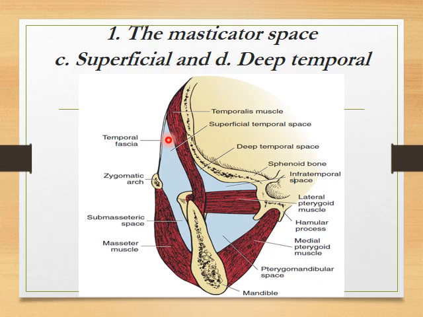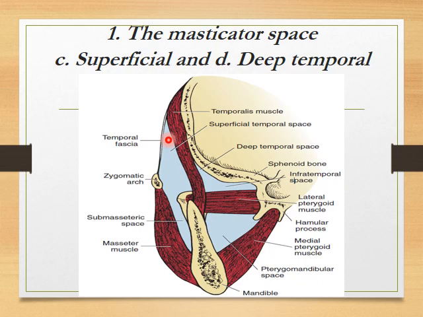Signs and symptoms: we will see swelling over the temporal region, superior to the zygomatic arch and posterior to the lateral orbital rim, behind the eye. Swelling on the side of the temporal region behind the eye, above the zygomatic arch.